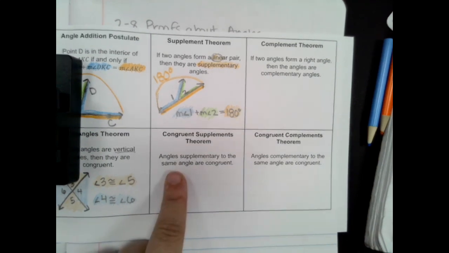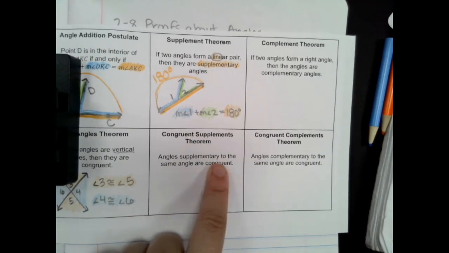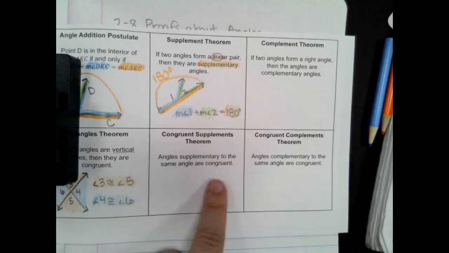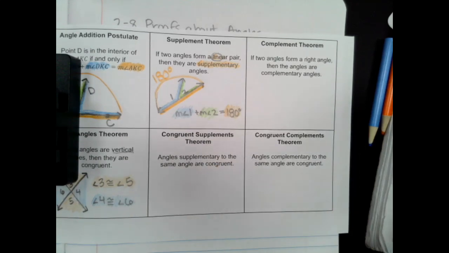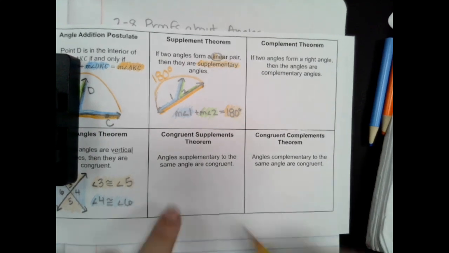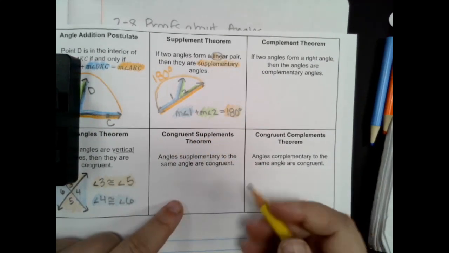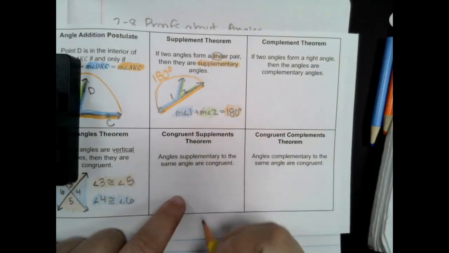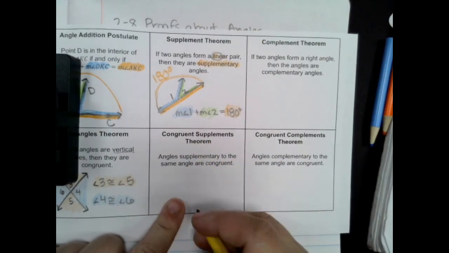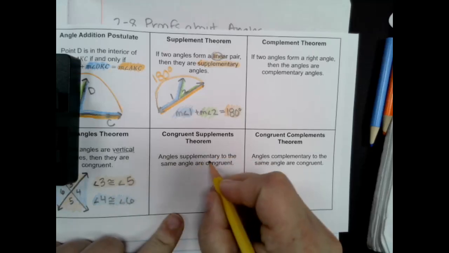All right. Angles that are supplementary to the same angle are congruent. So this, again, feels a little silly. It's kind of silly, but it makes sense. We're actually going to prove this later on because it's a theorem, so we can actually write a proof to show why it works.